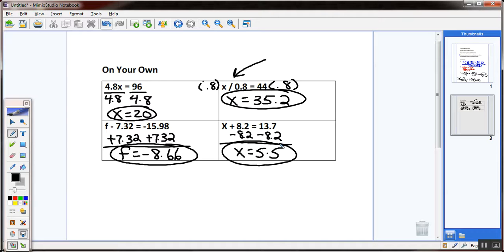Questions? Is this anything different than what you've been doing? No, absolutely not. They're just throwing what in there now? More decimals. Throwing some decimals in there. Okay, I'm going to shut this down quickly.